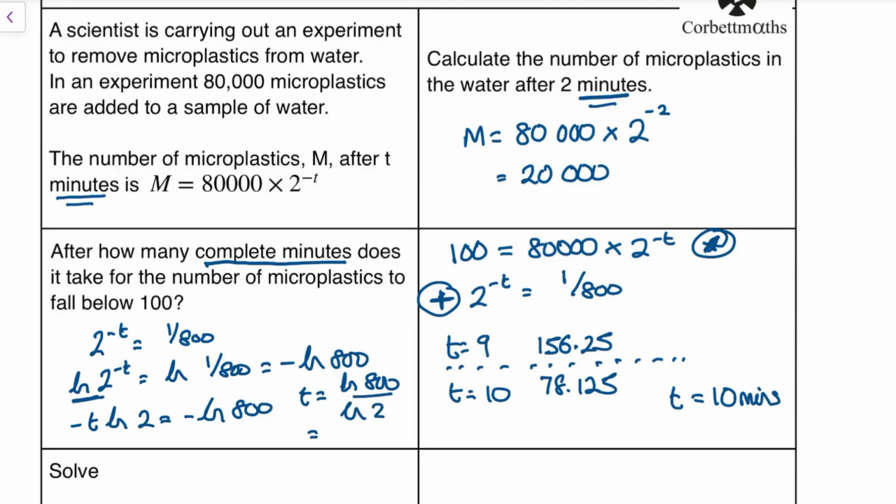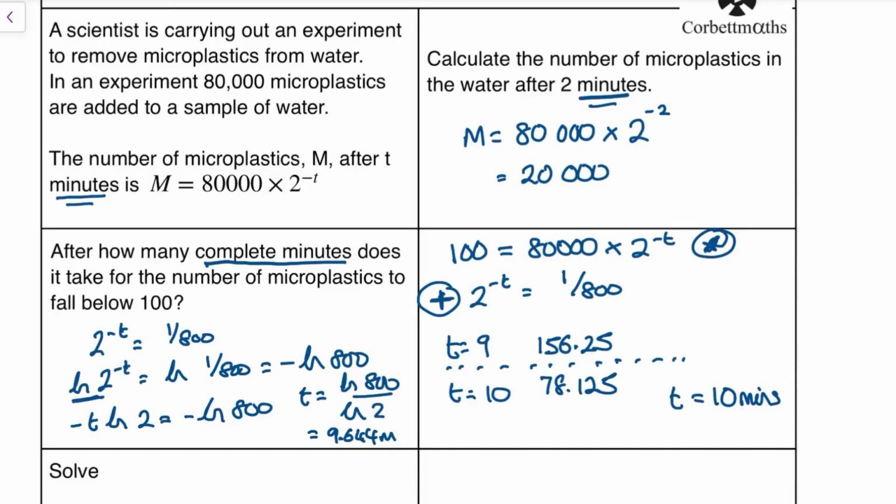I'm trying to get my calculator out, put that in the calculator. That tells me it's 9.644 minutes, which is where I got my 9 and 10 minutes from. Obviously, if you've never seen the thing on the left, don't worry about it. But equally, if you have come across logs, logs are great.